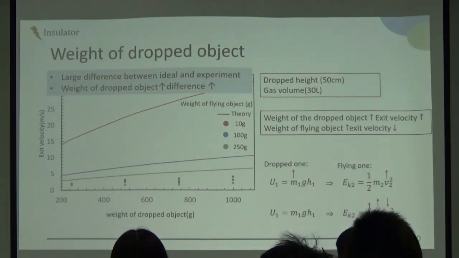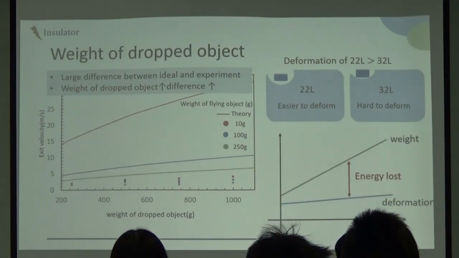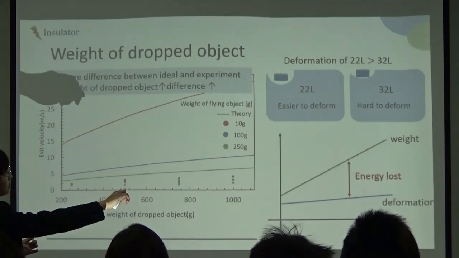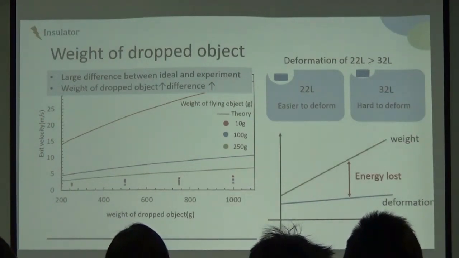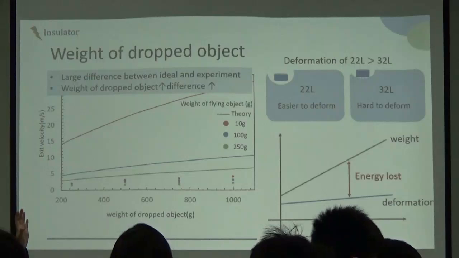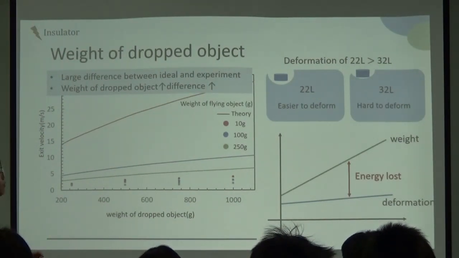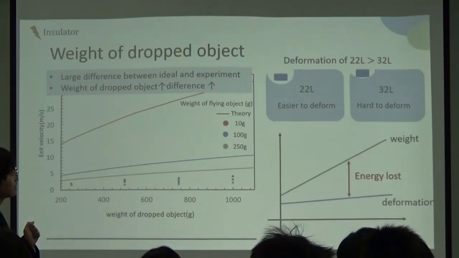We have an explanation of this phenomenon. We think that the 22 liter means the gas volume in the cushion. When the gas volume is less, it gets easier to deform. And when the gas volume is more, it gets harder to deform.